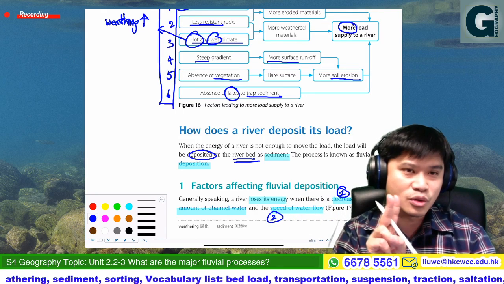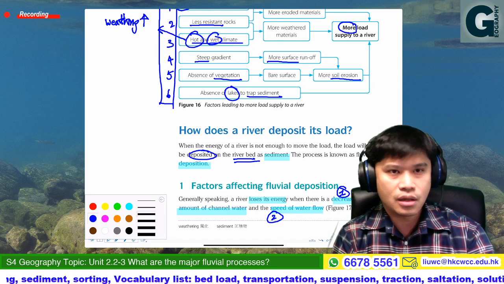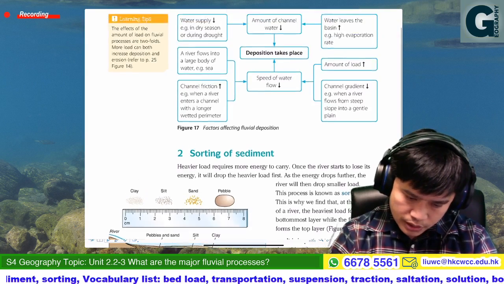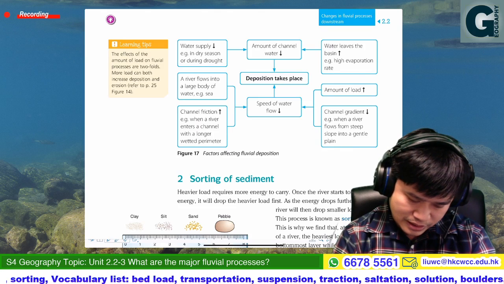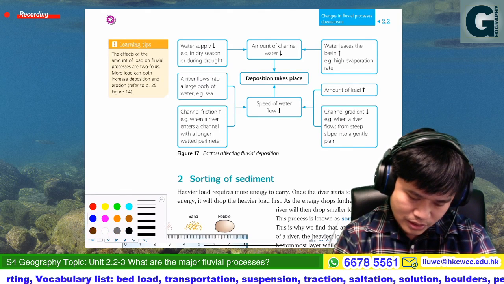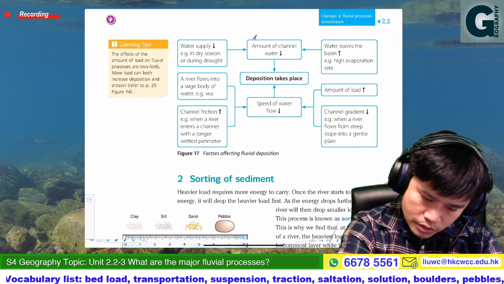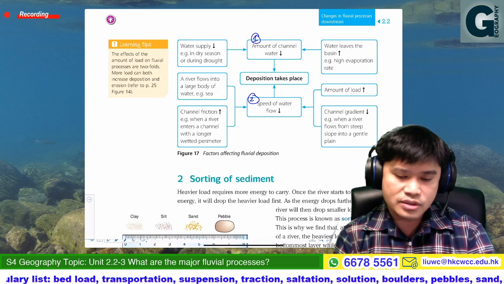So therefore, two conditions. And when the water loses its energy, fluvial deposition occurs. Okay, so let's have a look here. That is how deposition may take place. Two conditions, one and two. The first is when the amount of channel water drops.